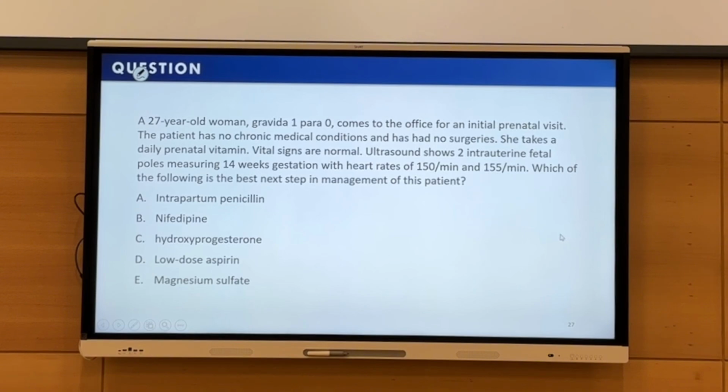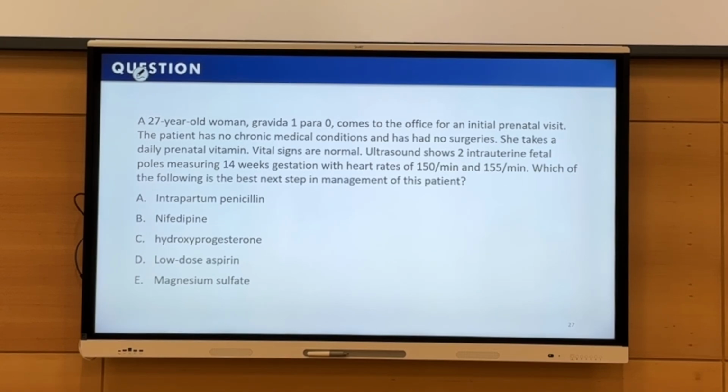We'll end with a question. Can someone answer this? Want me to read it? A 27-year-old woman, gravida 1 para 0, comes to the office for an initial prenatal visit. The patient has no chronic conditions and has had no surgeries. She takes a daily prenatal vitamin. Vital signs are normal. Ultrasound shows 2 intrauterine fetal poles measuring 14 weeks gestation with heart rates of 150 and 135. Which of the following is the best next step in the management of this patient?